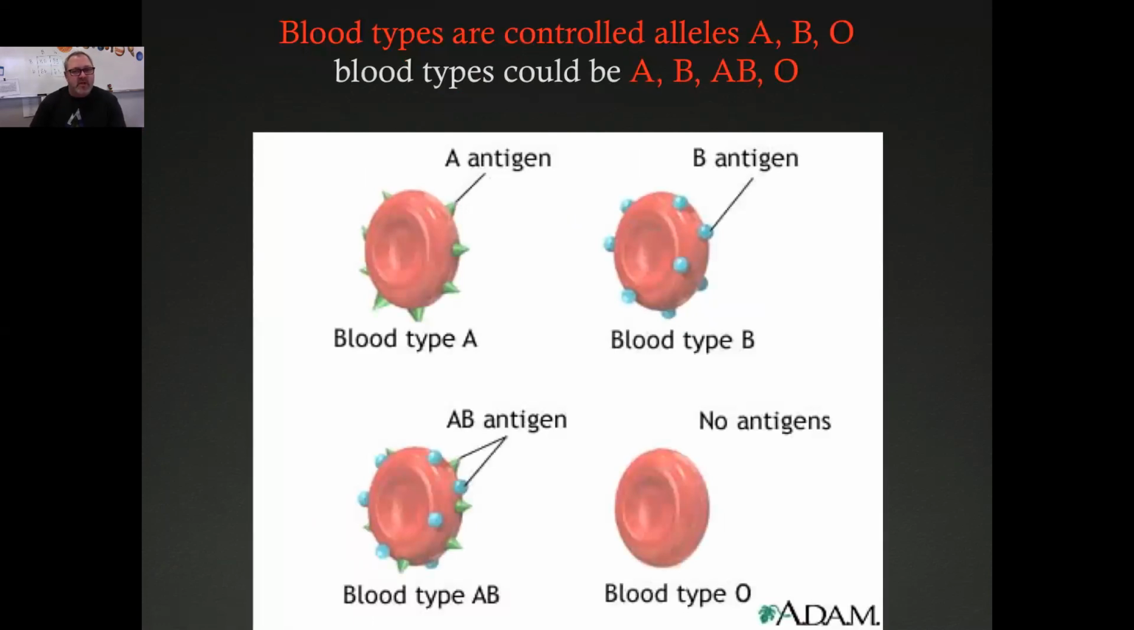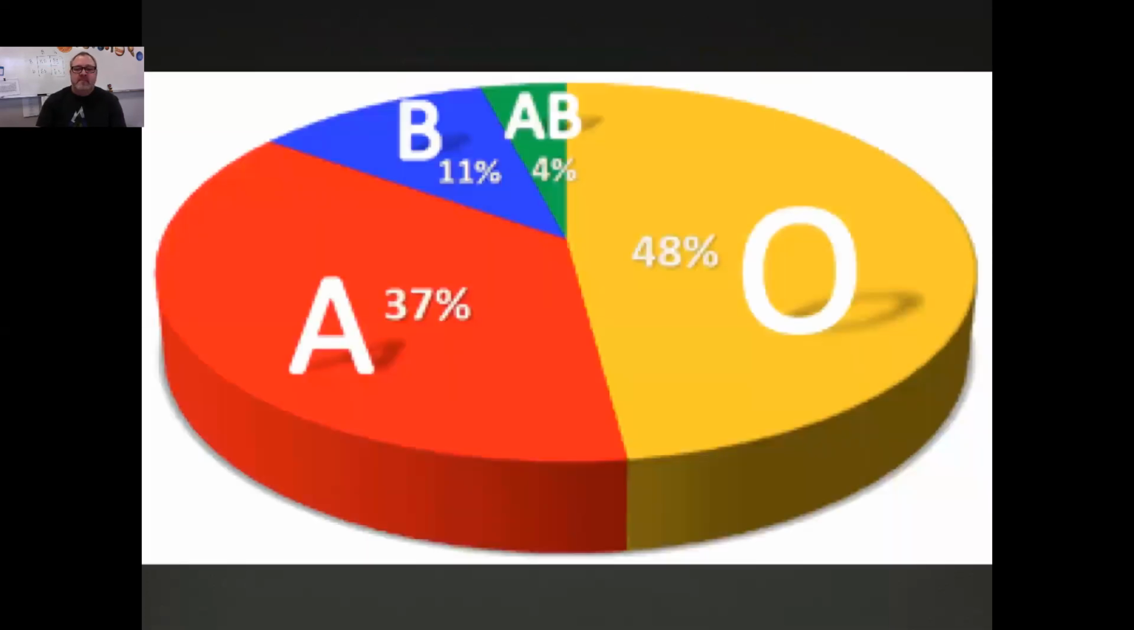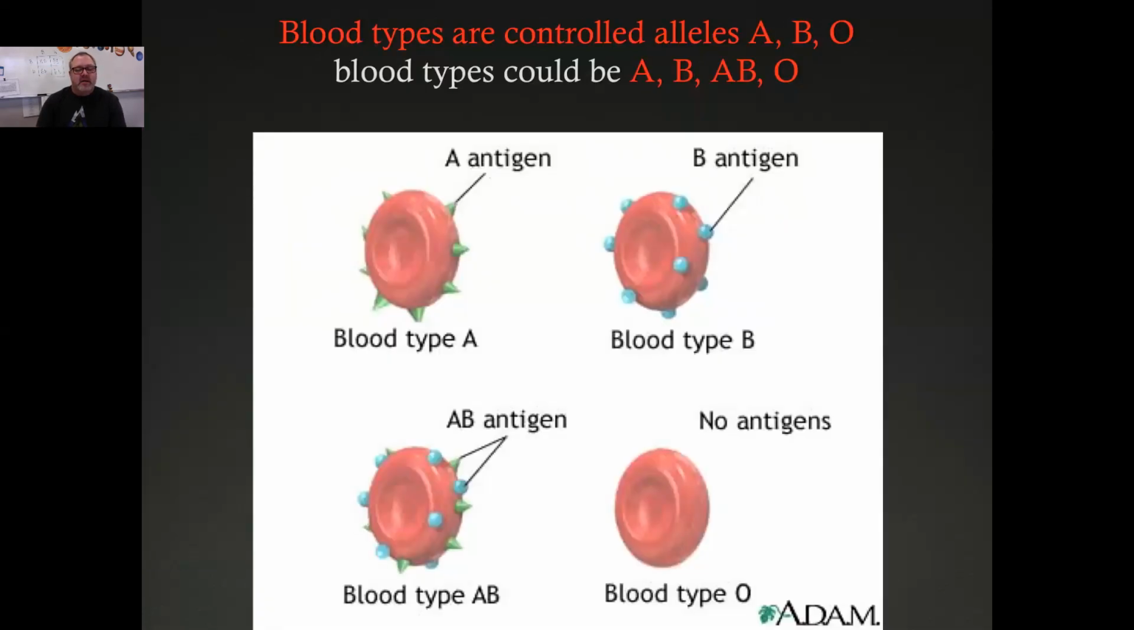Blood types are controlled by three different alleles, or multiple alleles. There are three alleles that control blood type: allele A, allele B, and allele O. But the possible blood types that you could have are A, B, AB, and O. So there are four possible blood types, but only three alleles that control blood type.